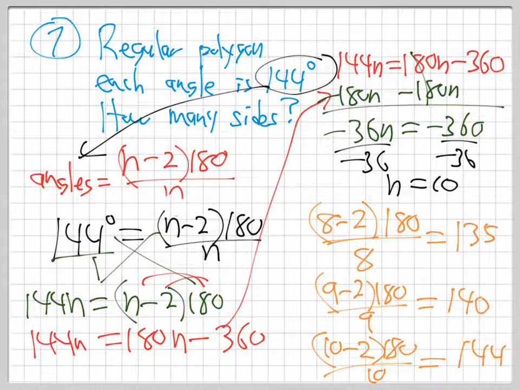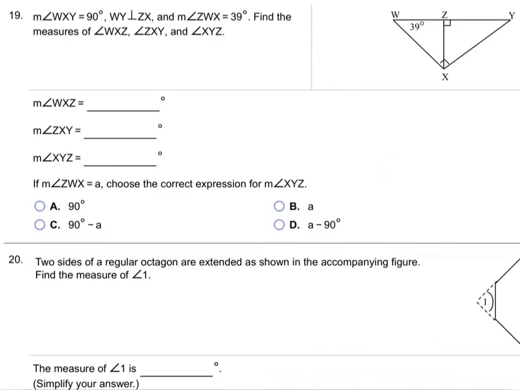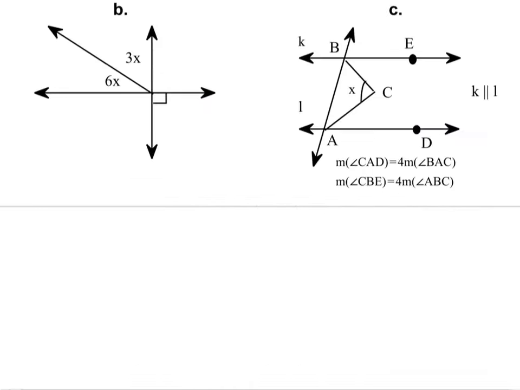It's probably easier just to guess. You can get it super quick with a couple of guesses. Either way, the answer is 10. This is a 10-sided object. All right, I better move on. All right, so that was number 7.